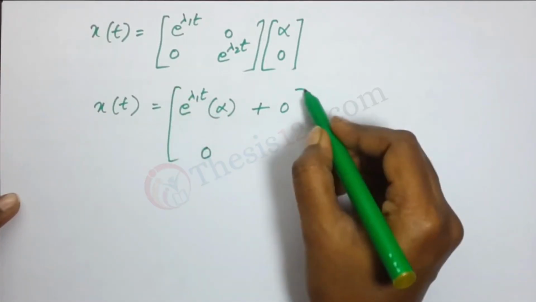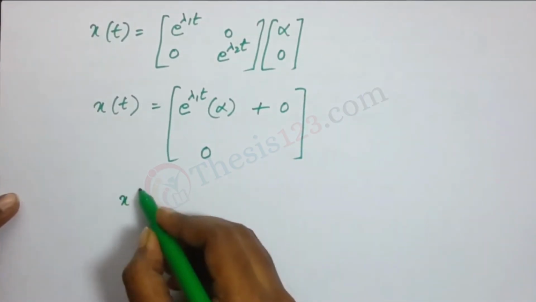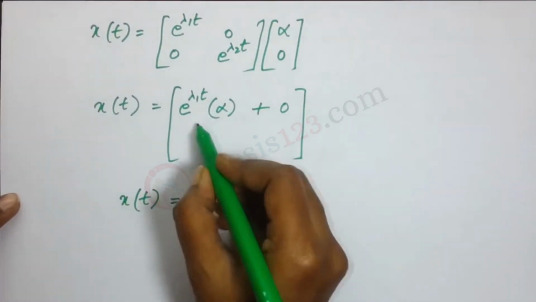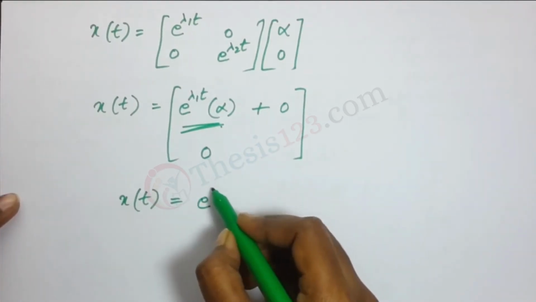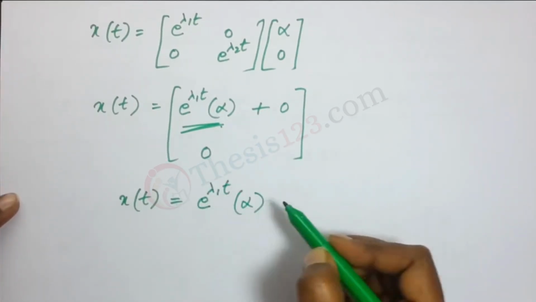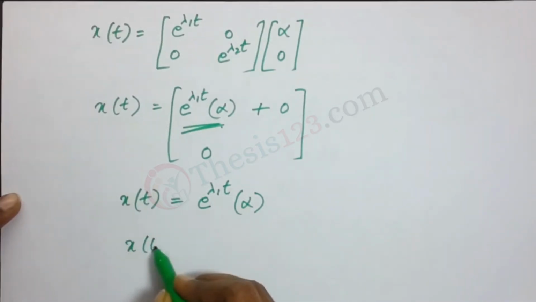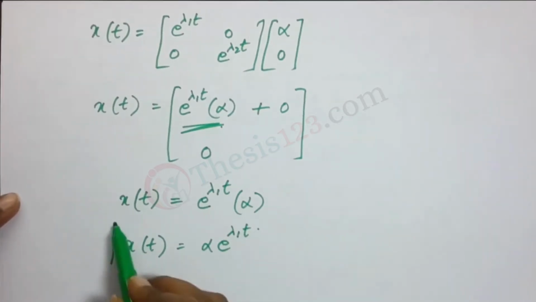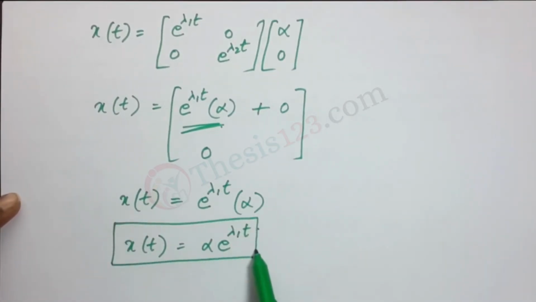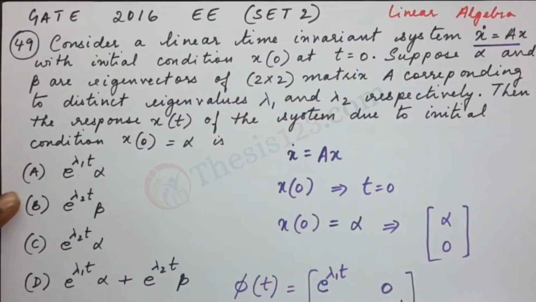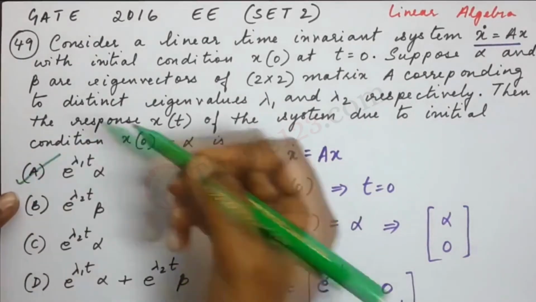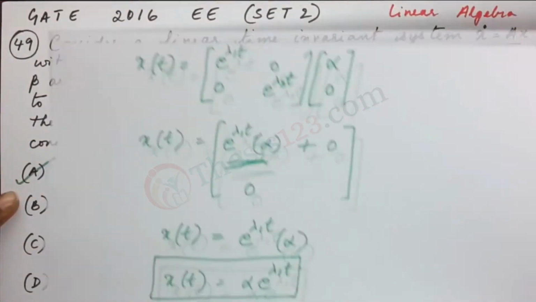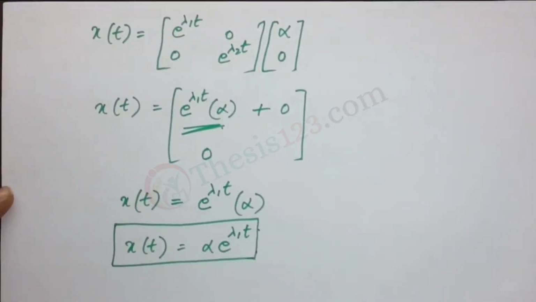That's about it. And if we were to write this as a single expression, then x of t is equal to only this element here, which is e power lambda 1t into alpha, finally written as alpha times e power lambda 1t. So this is our final expression or the response of the time invariant system. And this option matches the very first one, A. So here is our final answer. I hope this has helped.